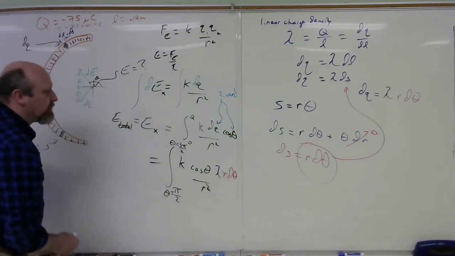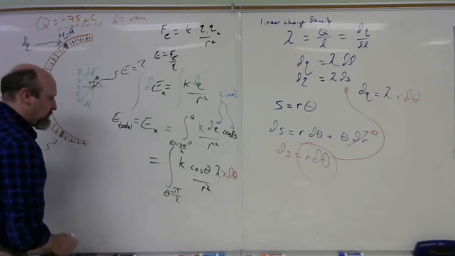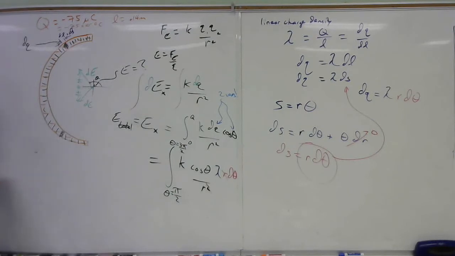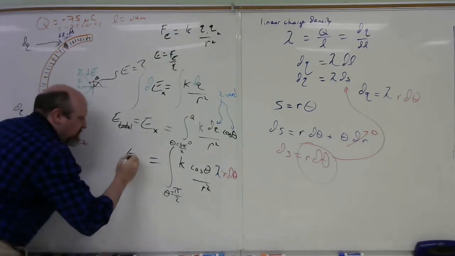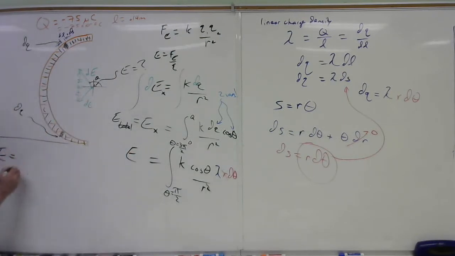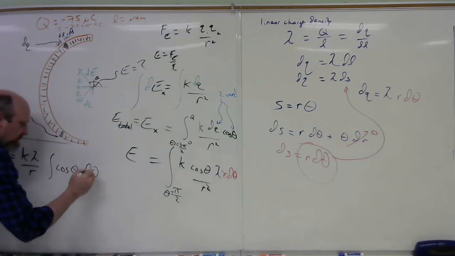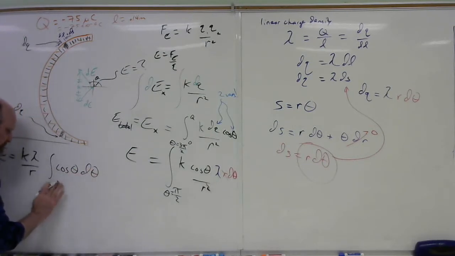I'm running out of room to show my work. Am I going to try to squeeze it in here? I know you're thinking I'm going to, aren't you? Yeah, I am. Squeeze it in here. So when I do this, my E is going to be K lambda over R. And now I've got the integral of cosine theta d theta from pi over 2 to 3 pi over 2.